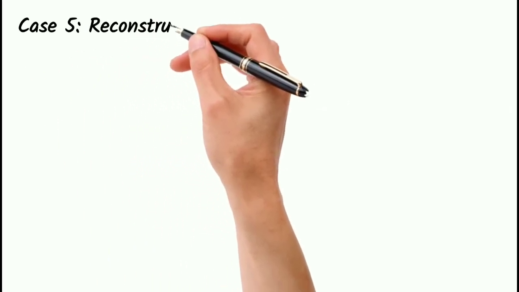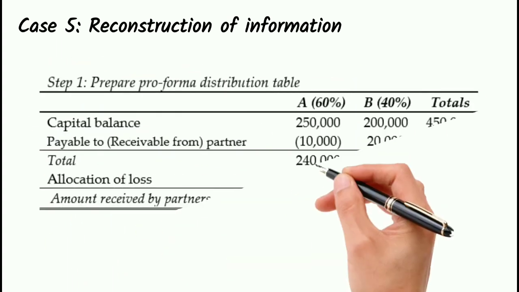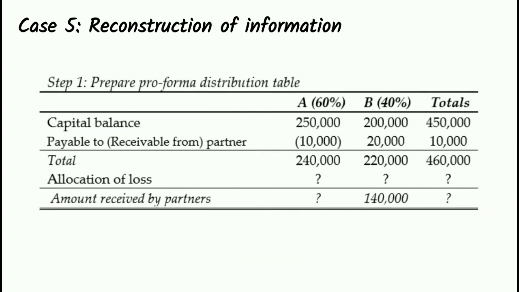Case 5 is all about reconstruction of information. In reconstruction of information, some of the information is available. And using the available information, we will work back in order for us to compute the requirements. Step 1 is prepare pro forma distribution table.